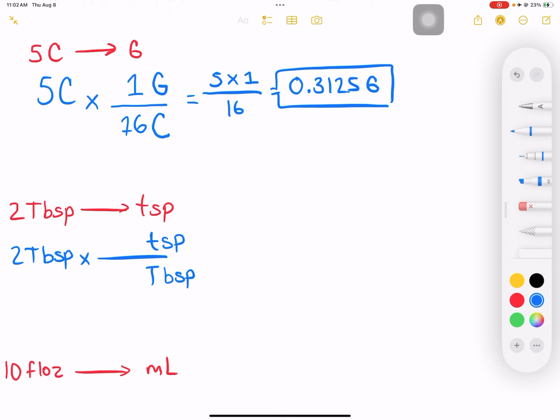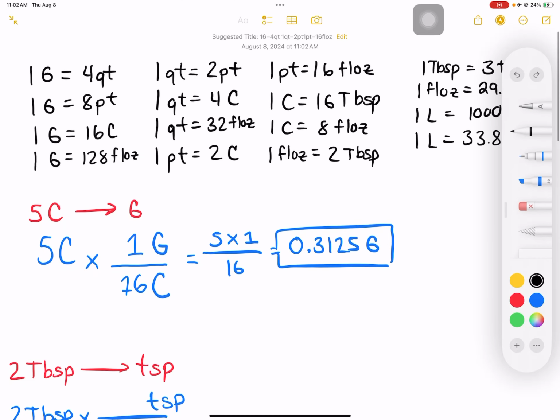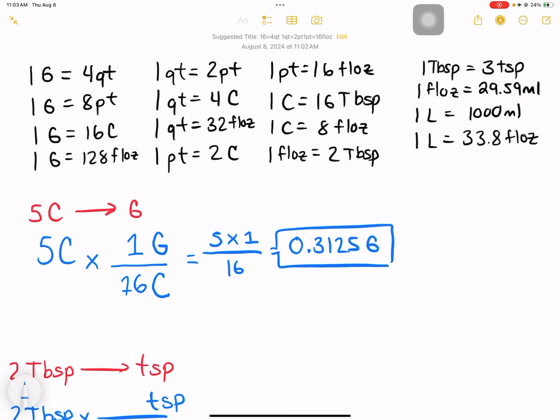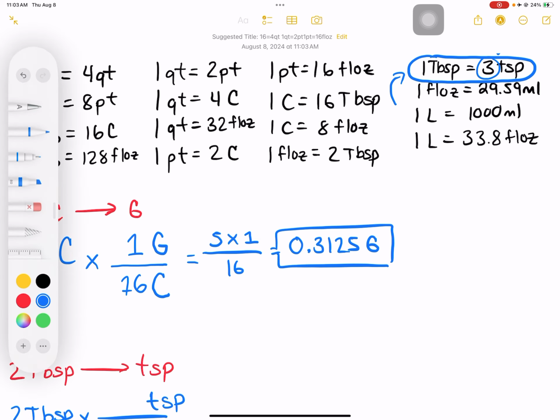Now I'm going to go to my conversion table or my set of conversions and find something that relates tablespoons to teaspoons. So I'm going to scroll up, find a number that's related from tablespoons to teaspoons, and the one that I see that is related is 1 tablespoon equals 3 teaspoons. All of the other conversion factors don't relate tablespoons to teaspoons. The numbers that I'm looking at right now are 1 in the tablespoons and 3 in the teaspoons.